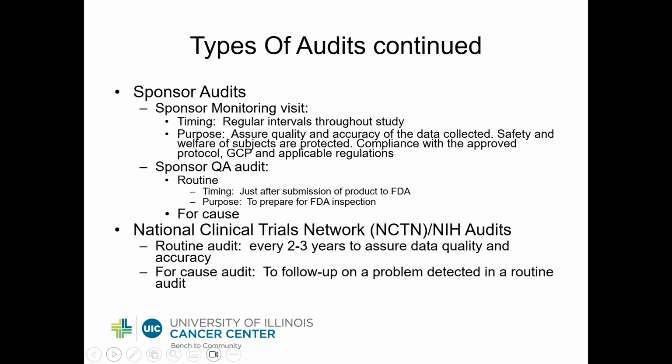National Clinical Trials Network, NCTN studies, routinely do an audit every 2 to 3 years to assure data quality and accuracy. They can also do a for cause audit to follow up on a problem detected during a routine audit.